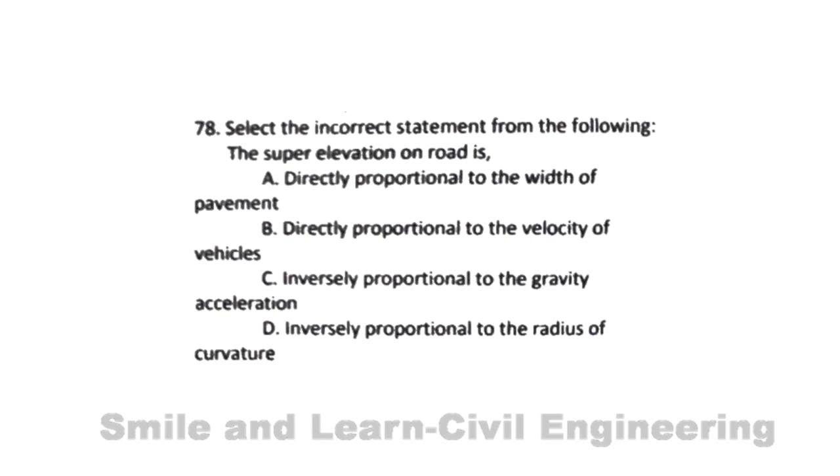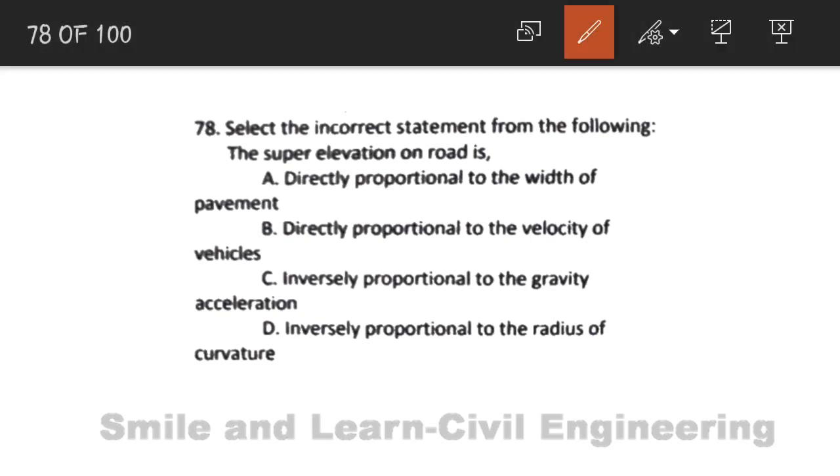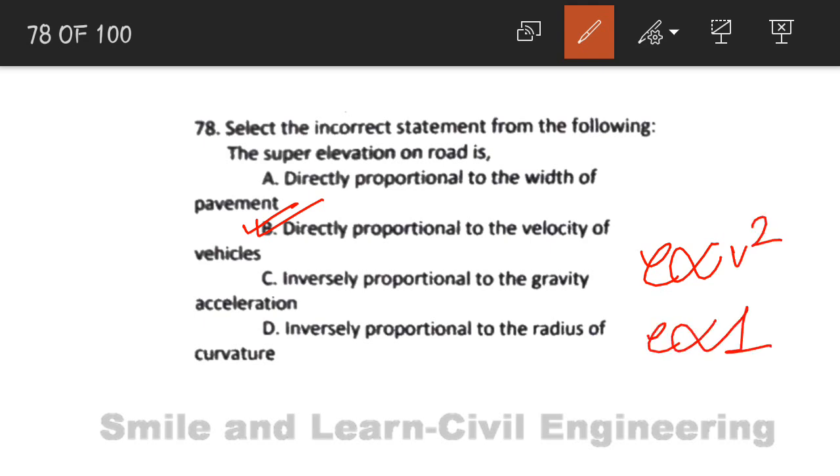Next question, select the incorrect statement from the following. Super elevation is directly proportional to velocity of vehicles, and also we know the formula for super elevation, it is proportional to v square, it is proportional to 1 by r also, so option D is also correct.